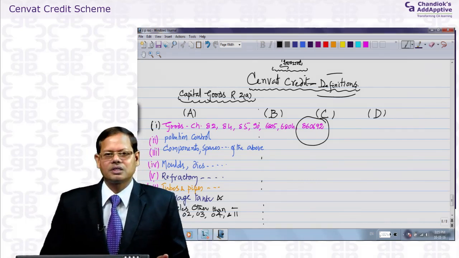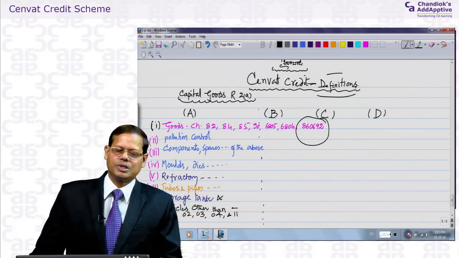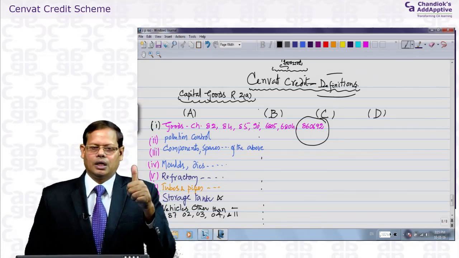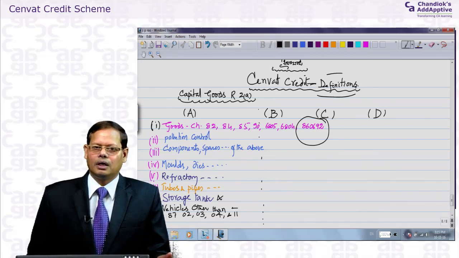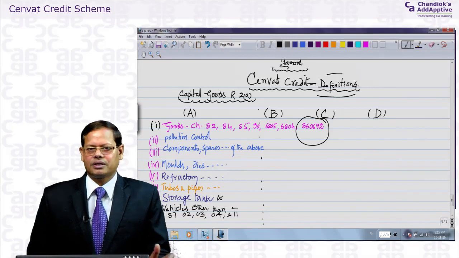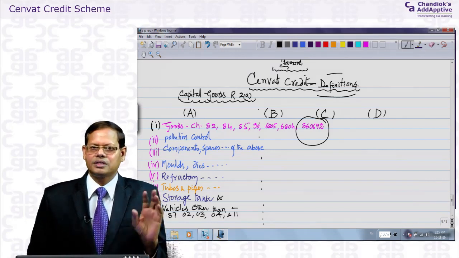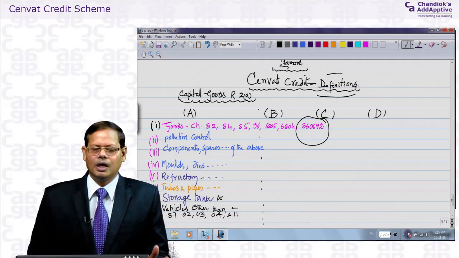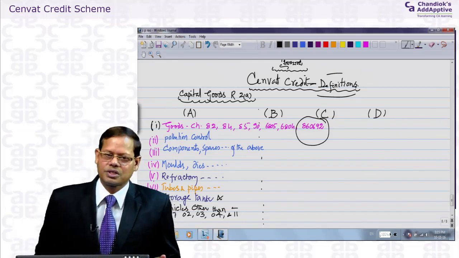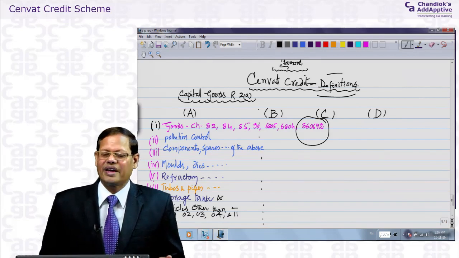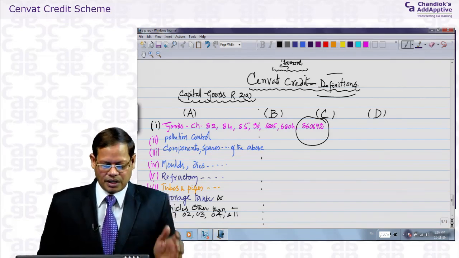The important thing is there are 8 categories. Number 1, goods specified in the chapters under the Tariff Act: 82, 84, 85, 90, 6804, 6805 and 860692. That is about wagons, recently added. These are capital goods.